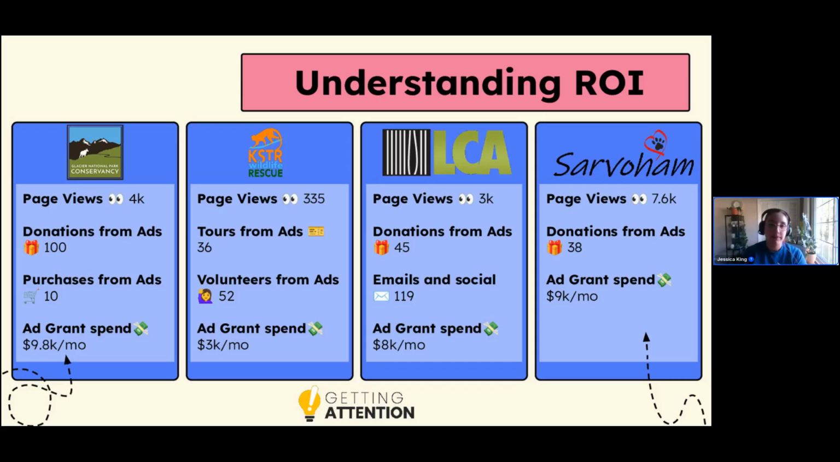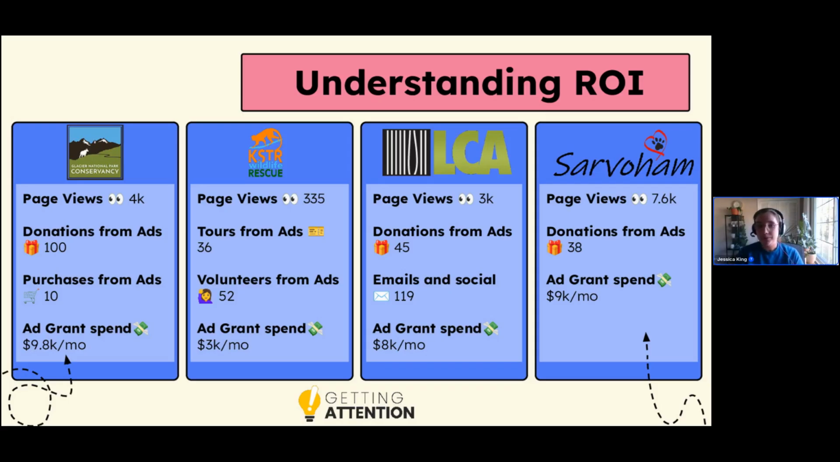So that's an example. Last Chance for Animals is, I realize I accidentally put together a very animal theme here, an organization that's very advocacy focused. So similar to Glacier National Park, they get a couple thousand views to their ads each month. They typically get a bit fewer donations, around 45, but other focuses for them include signups to their email and clicks to their social media buttons. They get around 100 of those per month. And again, they're spending about 8K of that total ad grant in a typical month.